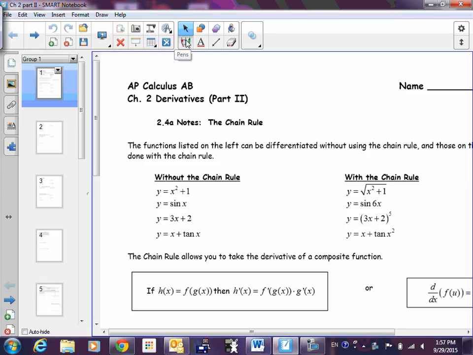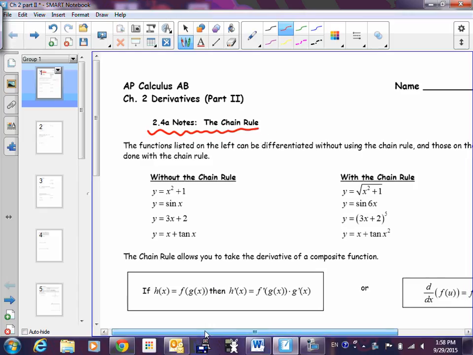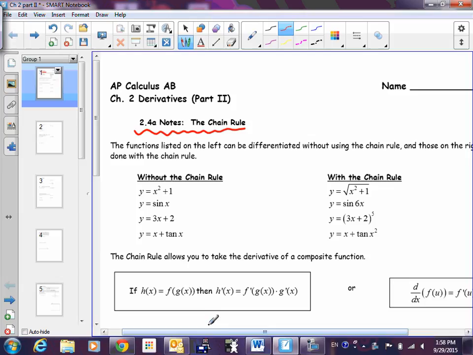Okay, so we already learned quite a bit of rules in calculus. We learned power rule, product rule, quotient rule, and today and tomorrow we're going to be working on chain rule. Before we really get into this lesson, I want to talk about, well, why do we even need a new rule?